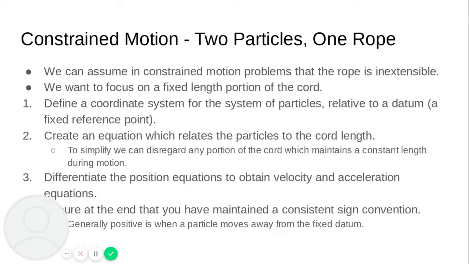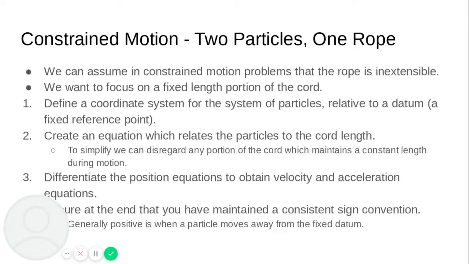First we're going to define a coordinate system for the system of particles relative to a datum, which is just a fixed reference point. You can choose this to be wherever is suitable, which we'll see in a bit. Then we want to create an equation which relates the two particles to the cord length. To simplify, we can disregard any portion of the cord which maintains a constant length during motion.